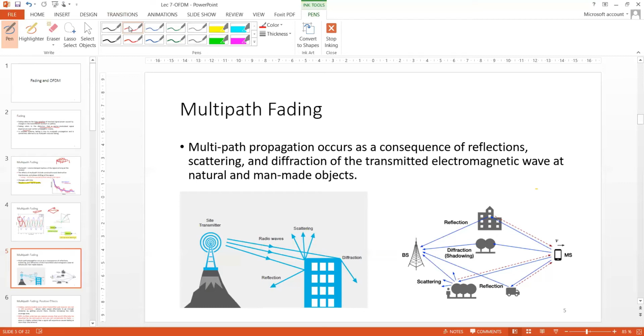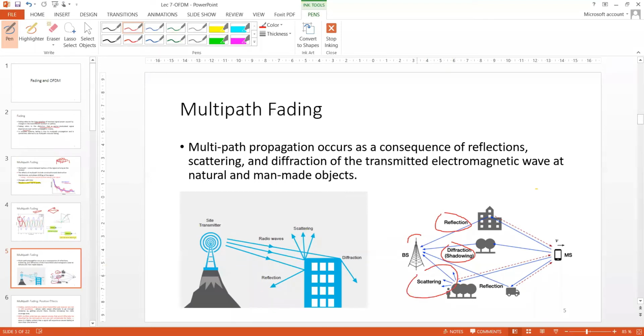fading. If you look at this particular figure, we have a mobile station communicating with the base station. There are different types of obstructions present between the mobile station and the base station, and each type of obstruction results in a different mechanism. If a signal is reflected from a building, it is referred to as reflection. Similarly, we can face diffraction, and we can face scattering as well.